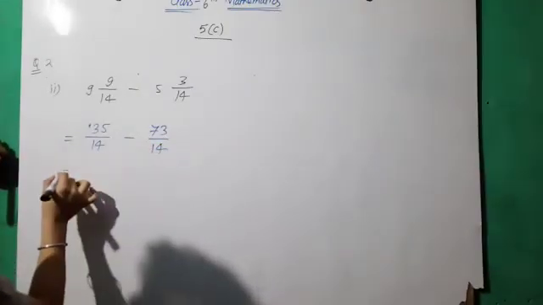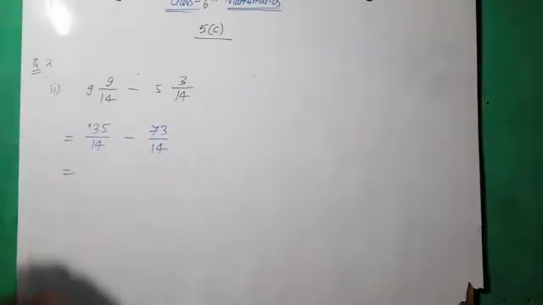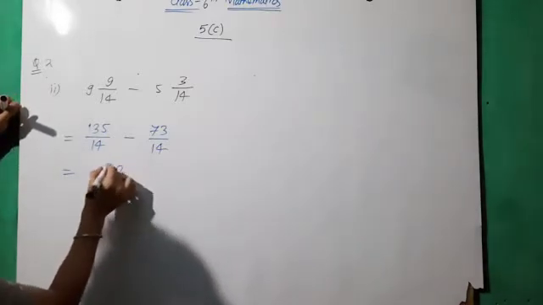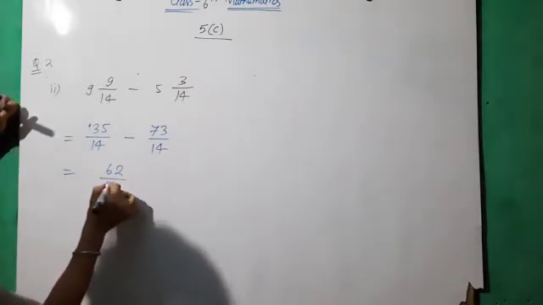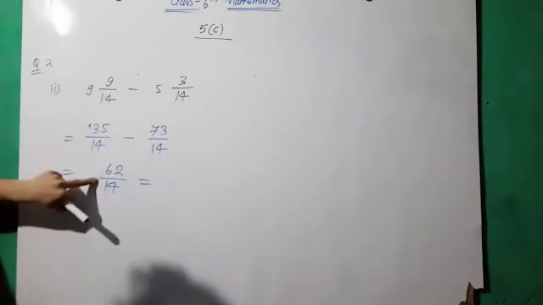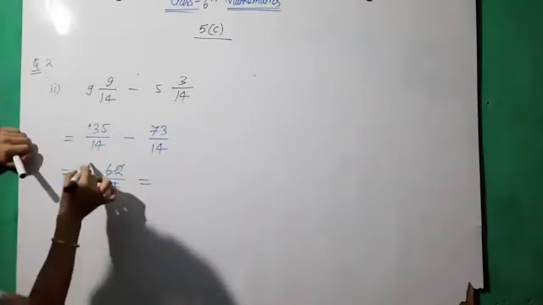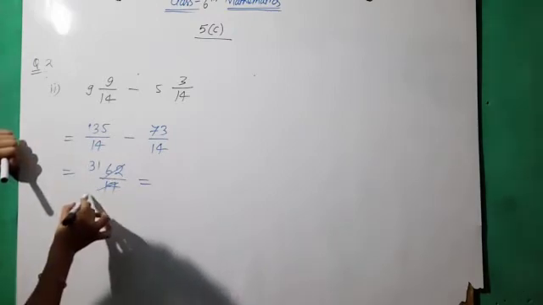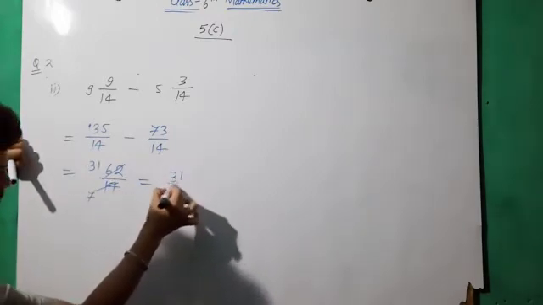Now simplify this. 135 minus 73 is 62 upon 14. Now we have to simplify this number also because both the numbers are divisible by 2. So 2 times 31 is 62 and 2 times 7 is 14. So 31 upon 7 is the answer.